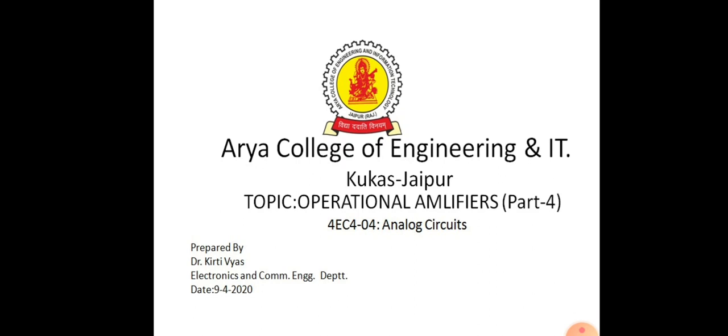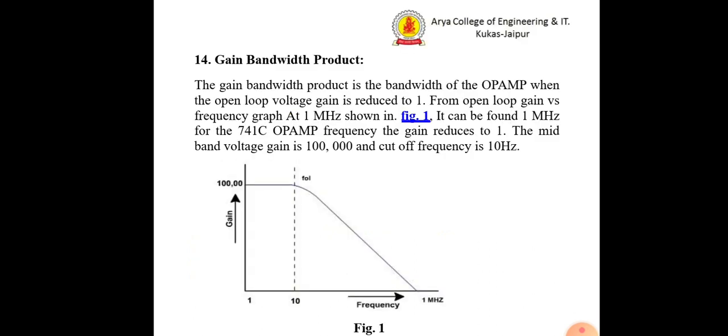In the earlier lecture, we have discussed some introductory parameters of operational amplifiers. Today, we are going to start with gain bandwidth product. The gain bandwidth product is the bandwidth of the op-amp when an open loop voltage gain is reduced to 1.